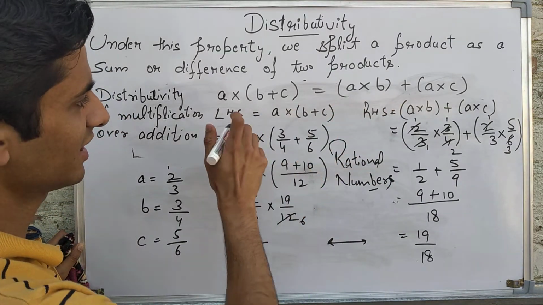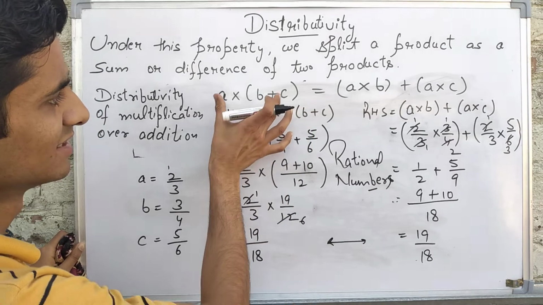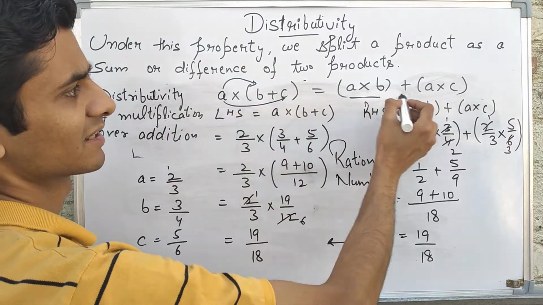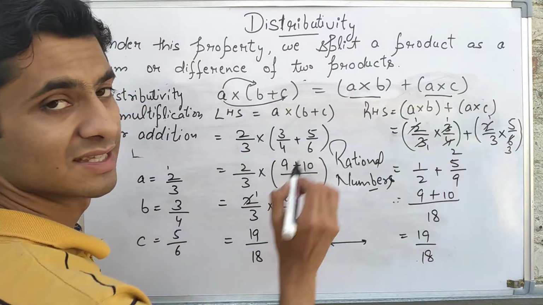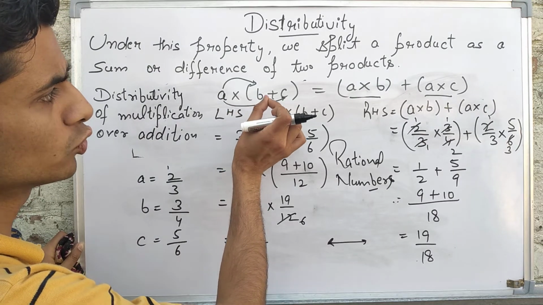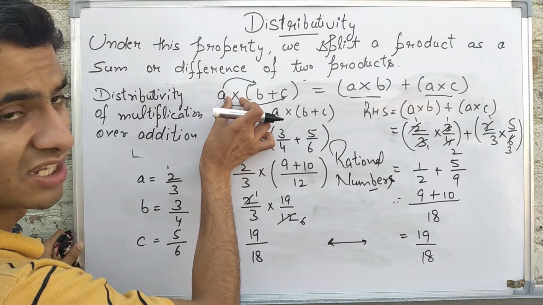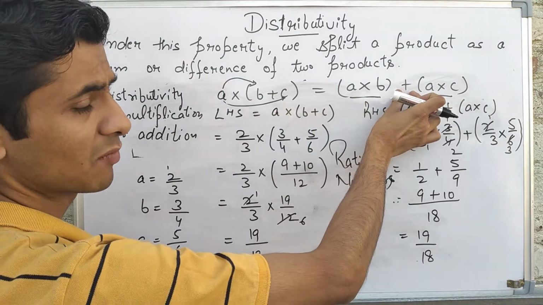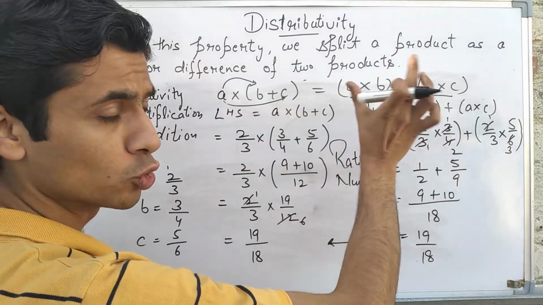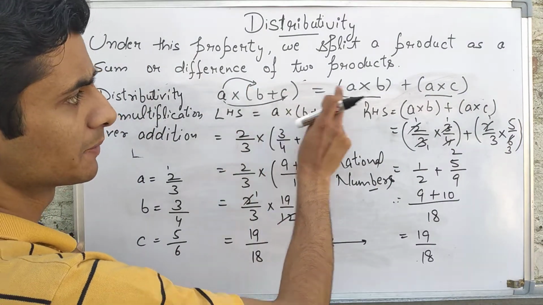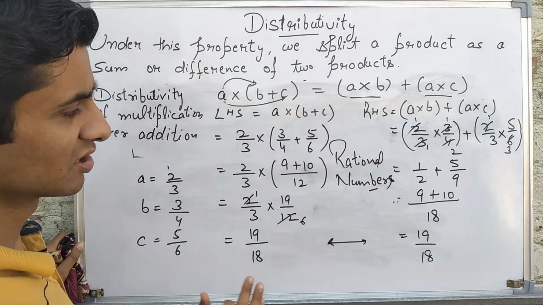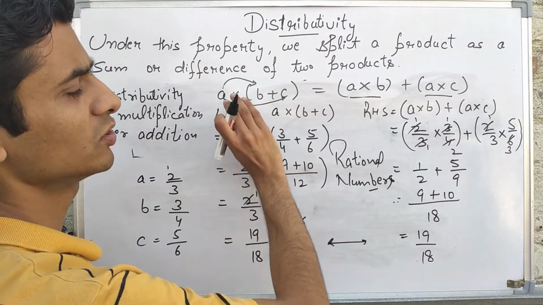This you have to take care. A into B plus C can be written as A into B plus A into C. The number that we were having, we have divided it into 2. This multiplication we have split into 2. This product we have split as a sum of 2 products. A into B plus A into C. This expression you have to learn, and from left hand side you can go to right hand side.